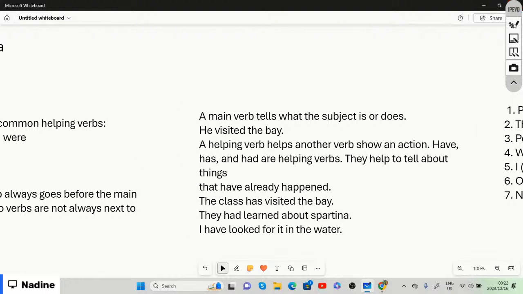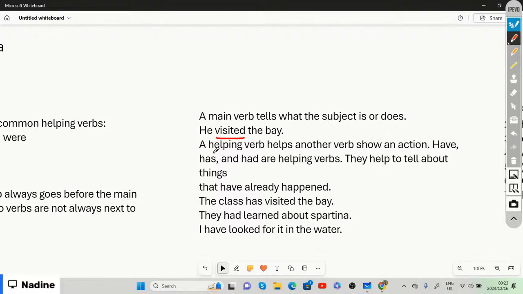So the main verb, like we said, tells us what the subject is or does. If we were to identify just the main verb, without even mentioning a helping verb, then we can say he visited the baby, which means that visited is our main verb.